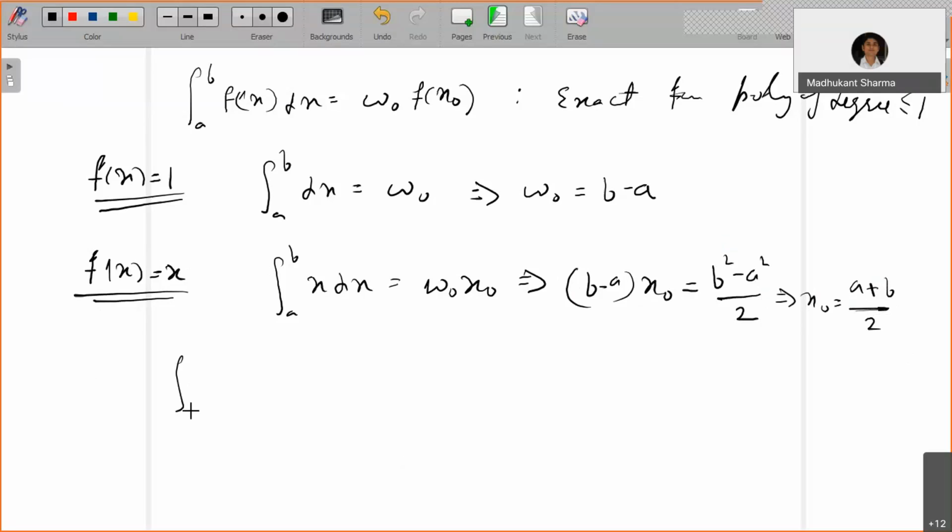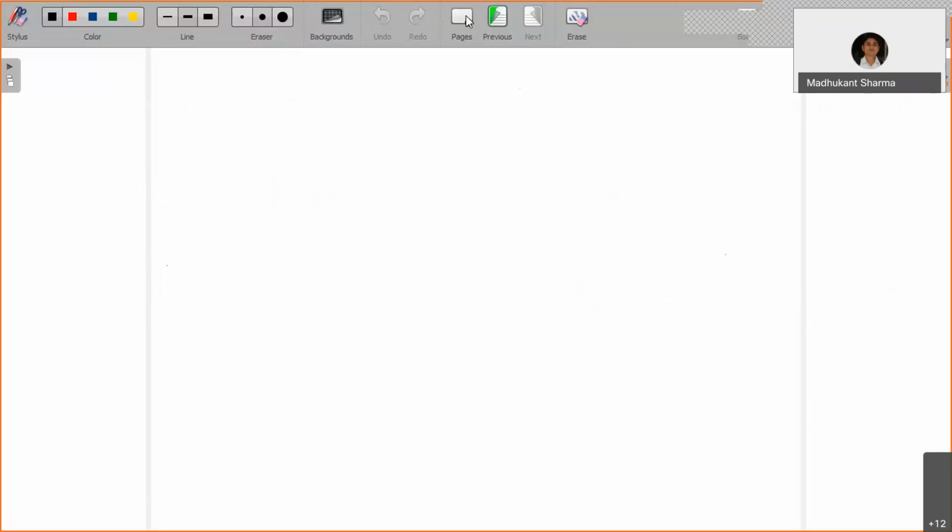So the formula is what? Integration a to b f of x dx equals b minus a times f at a plus b by 2, which you already saw previously. And this is nothing but the midpoint rule. And you can talk about the error in a similar way. The error form is already given to you so that we can look at. Right. Now the next special case we are going to take is n equals 1.